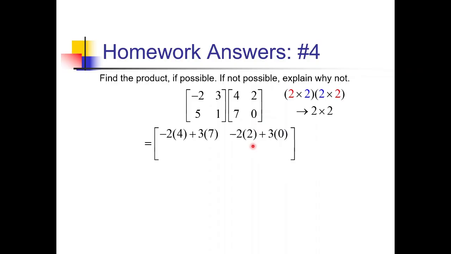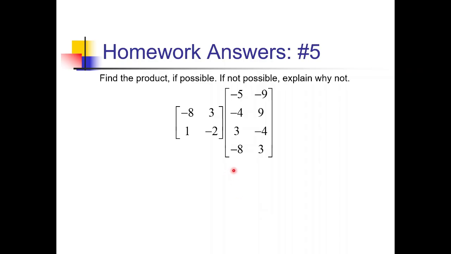Now we're going to dot multiply that second row by each column. So 5 times 4 plus 1 times 7 down here. And then 5 times 2 plus 1 times 0 right there. Simplifying all this, we have negative 8 plus 21, so 13. Negative 4 plus 0 is negative 4. 20 plus 7 is 27. And then this is just 10 plus 0, so 10.